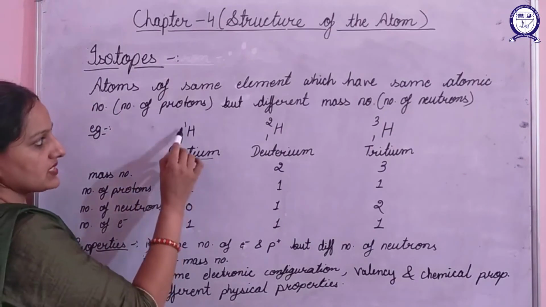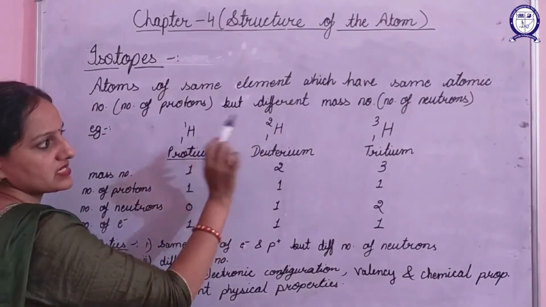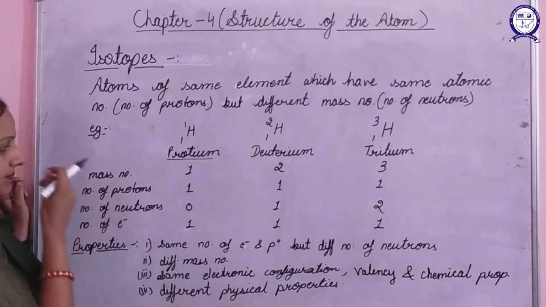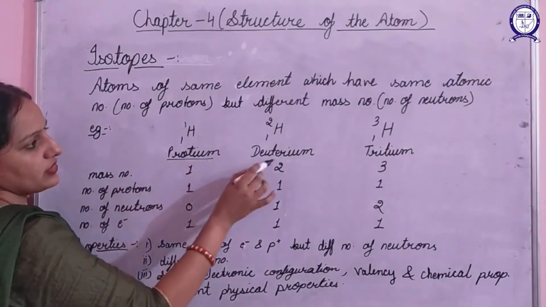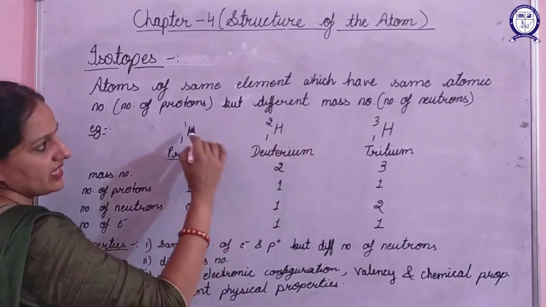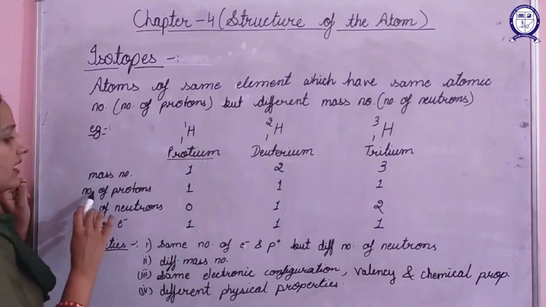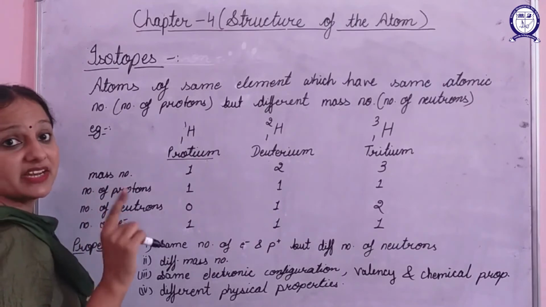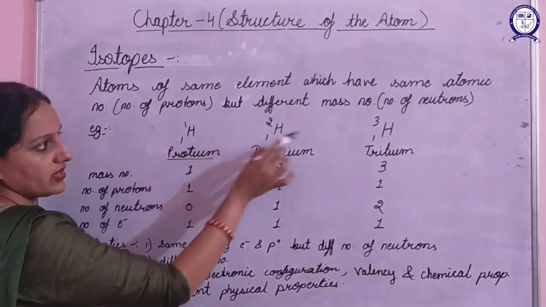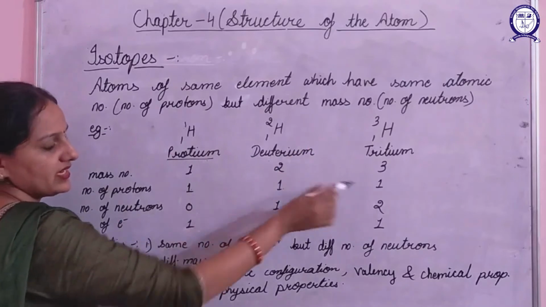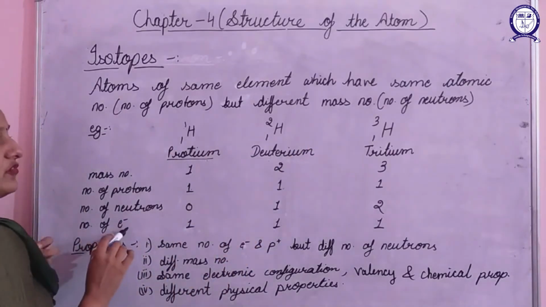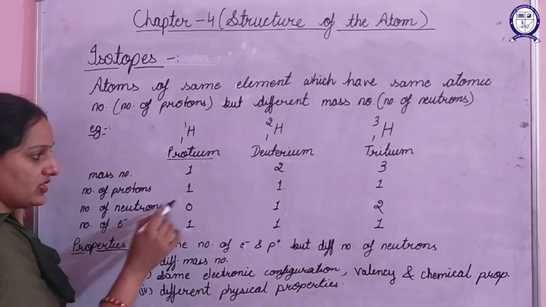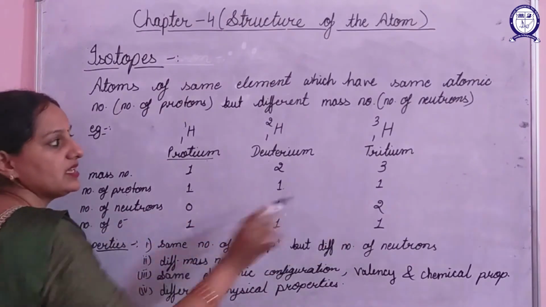For protium, the mass number is 1, for deuterium the mass number is 2, for tritium the mass number is 3. Let's compare it. The mass numbers for protium, deuterium and tritium are 1, 2 and 3, as specified using this symbol. The number of protons is given by the atomic number, so it is 1 for all three isotopes. Number of electrons: we know that the number of protons and the number of electrons are equal, so it will also be 1.